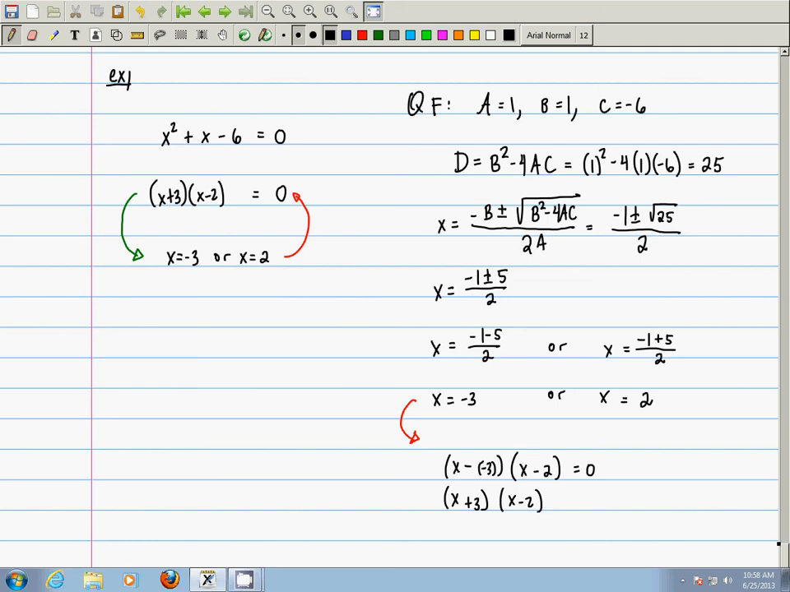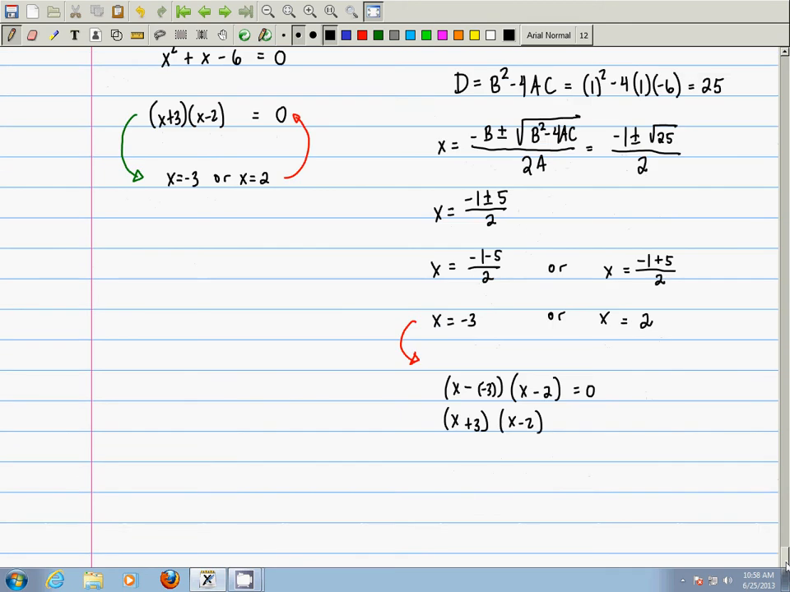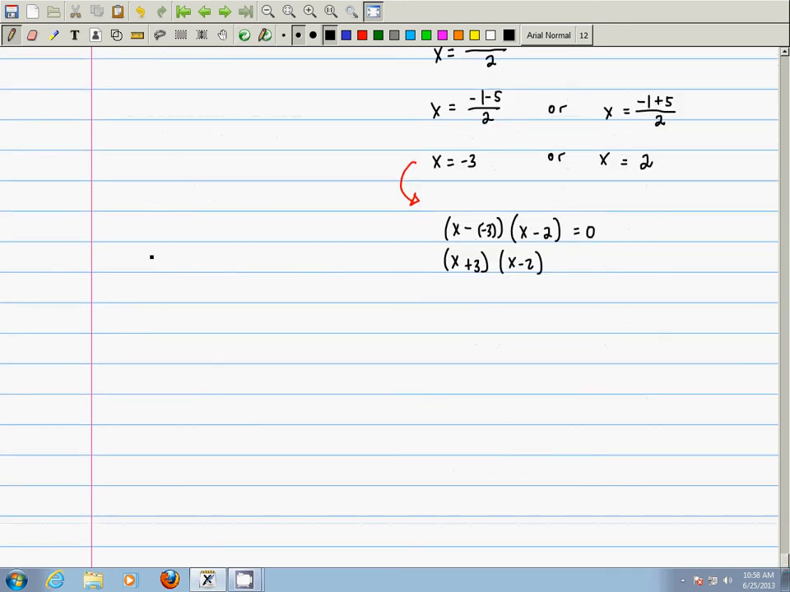So, you know, what if I gave you a different example, and I said, find a quadratic equation with solutions x equal to 1/2 and x equal to 5. So find a quadratic equation with those solutions.